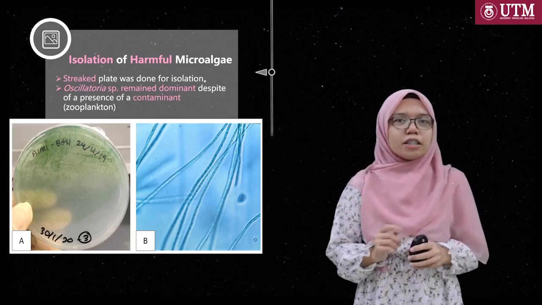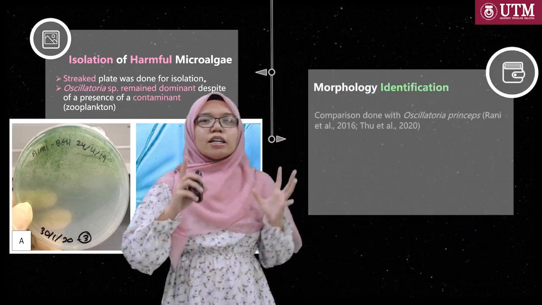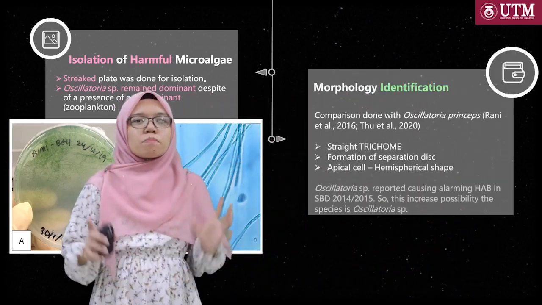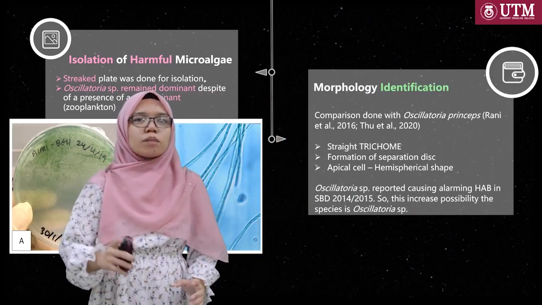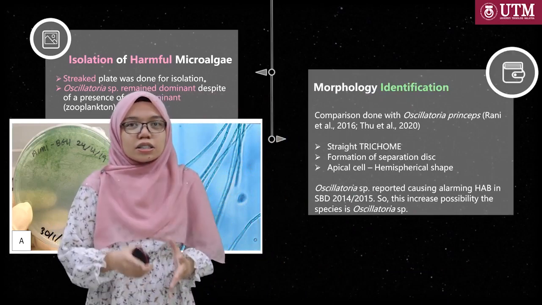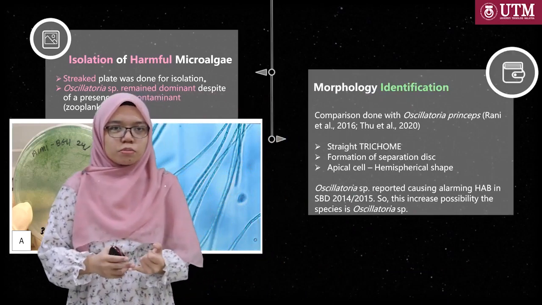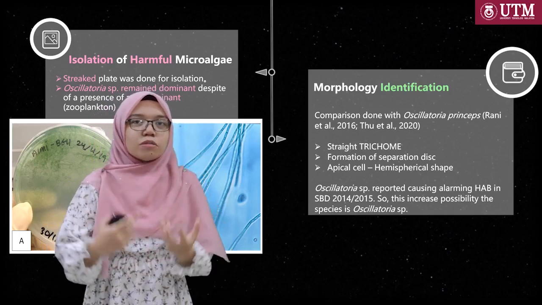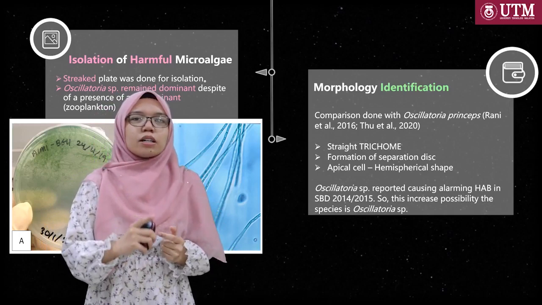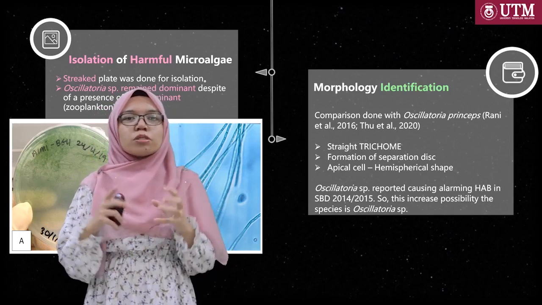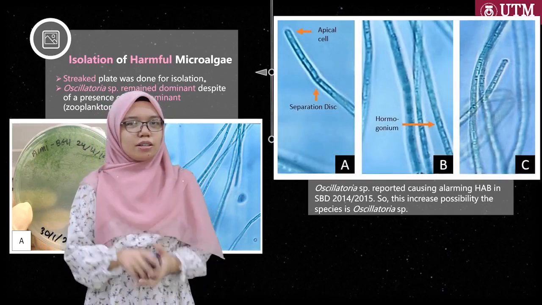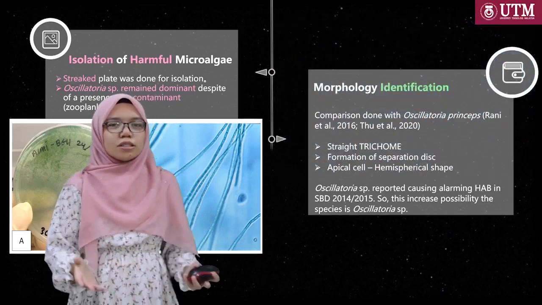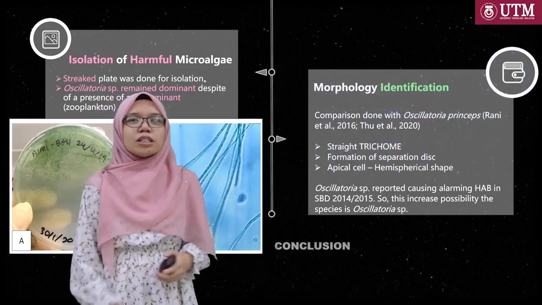Then, finally, the morphological identification was conducted by comparing with Oscillatoria princeps. It does have a similar trichome, the separation disc for the hormogonium, and an apical cell which has a narrow hemispherical shape. Therefore, with that being said, objective 1 is successfully achieved.